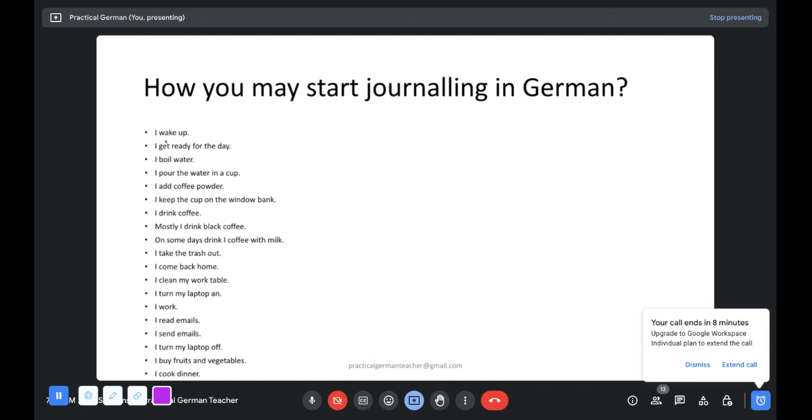So you can start by writing in English. For example, I wake up, I get ready, I boil water, I pour the water in a cup, I add coffee powder, I keep the cup on the window. This is my morning. I drink coffee. Mostly, I drink black coffee. On some days, I drink coffee with milk. I take the trash out. I come back home. I clean my work table. I turn my laptop on. I work. I read emails and so on. If you can just start saying these things in German.